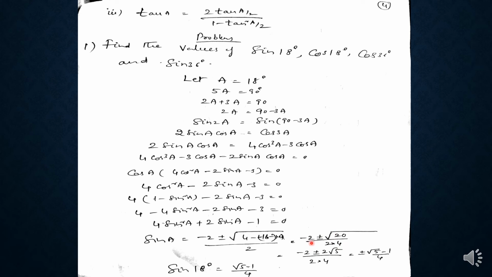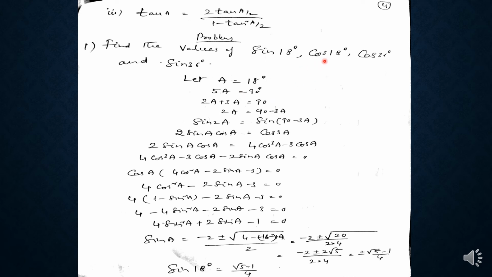By taking 2 common in the numerator and denominator, this will get cancelled. Then 2 into minus 1 plus or minus root 5 by 4, that is 2 to cancel. Then we will get plus or minus root 5 minus 1 by 4. So minus root 5 minus 1 by 4 is not admissible. So sin 18 degrees is equal to root 5 minus 1 by 4. This is sin 18. Next we have to find the value of cos 18, cos 36 and sin 36.